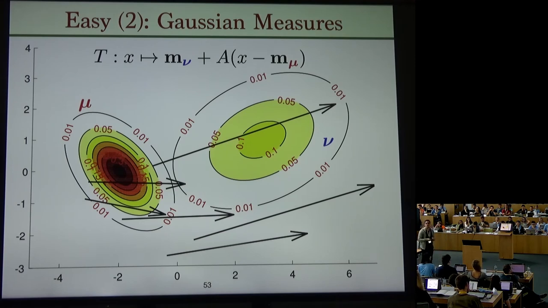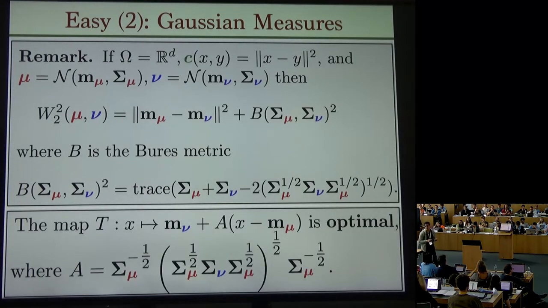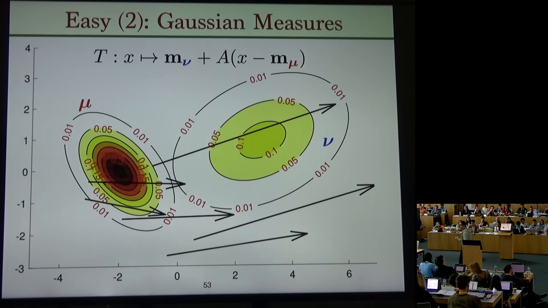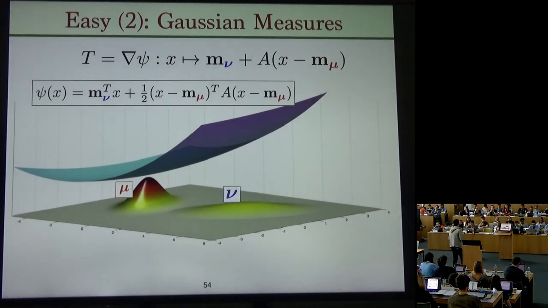One thing you can notice about this map is that it's essentially a linear map: to x, I associate x minus a vector, I multiply by a matrix, and then I add a vector. And there's one thing about this matrix A which you can very easily notice: this matrix A is positive definite. If you look at it, it is the product, on the left and the right, of the same matrix, which is itself positive definite and symmetric, and in the middle it's just a product of positive definite matrices. So what can you say about this map T? Well, it is a linear map, and the linear component is a positive definite matrix. So you can see it as the gradient of a convex function.